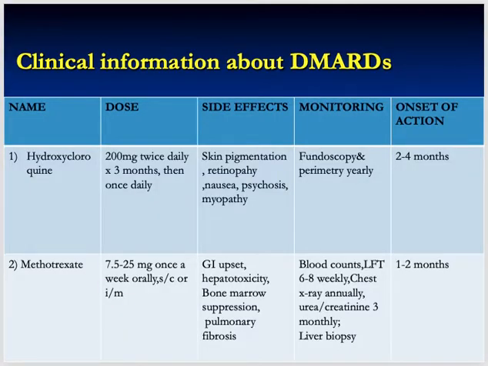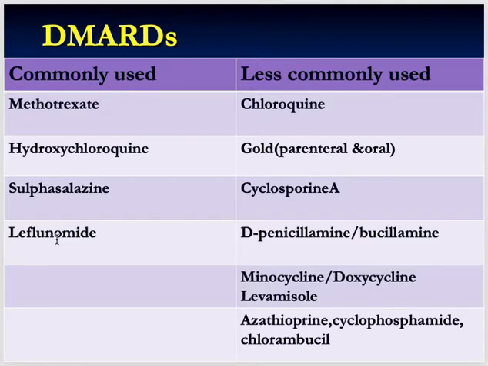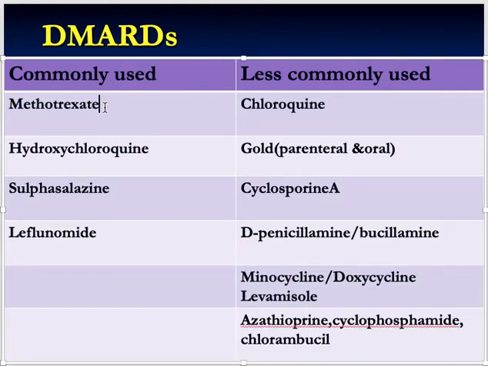So you can see here they are talking about a lot of drugs. Guys, the most important one is methotrexate. Methotrexate is the gold standard, and it's the first line. Remember this, okay? Methotrexate is the gold standard. And when methotrexate is not working alone, then we can add some drugs like hydroxychloroquine, sulfasalazine, or leflunomide. But methotrexate is the gold standard. I can write over here, gold standard treatment for these patients.